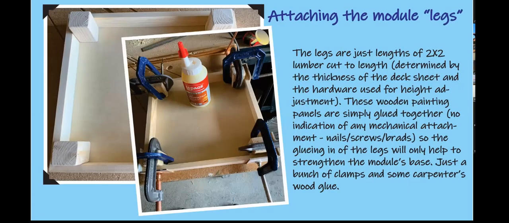Attaching the module legs. The legs are just lengths of 2x2 lumber cut to length, which is determined by the thickness of the deck sheet and the hardware used for height adjustment. These wooden painting panels are simply glued together, with no indication of any mechanical attachment being nails, screws or brads. So the gluing in of the legs will only help to strengthen the module's base. Just a bunch of clamps and some carpenter's wood glue.